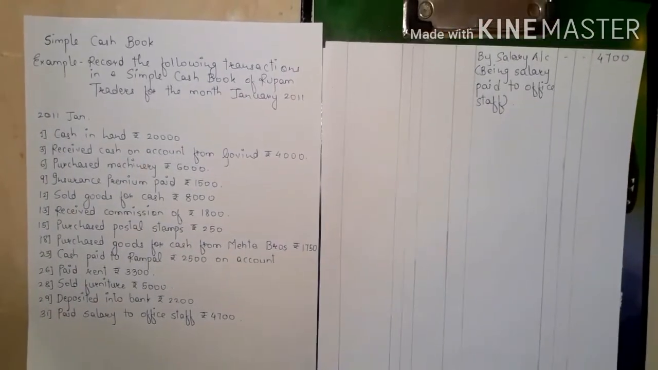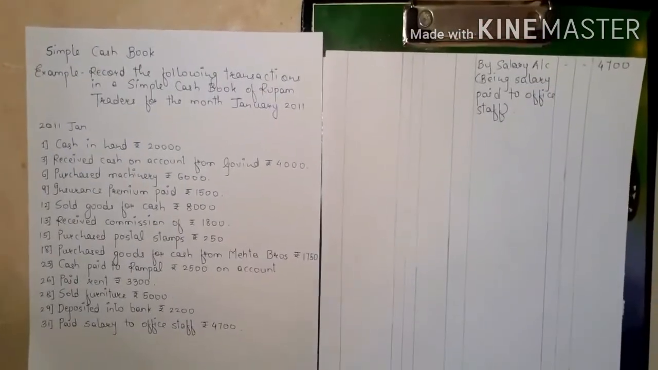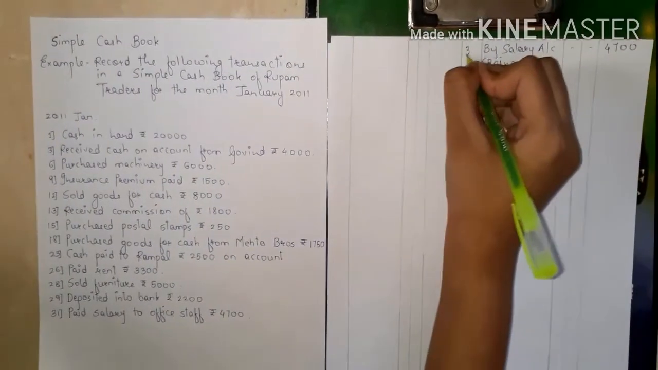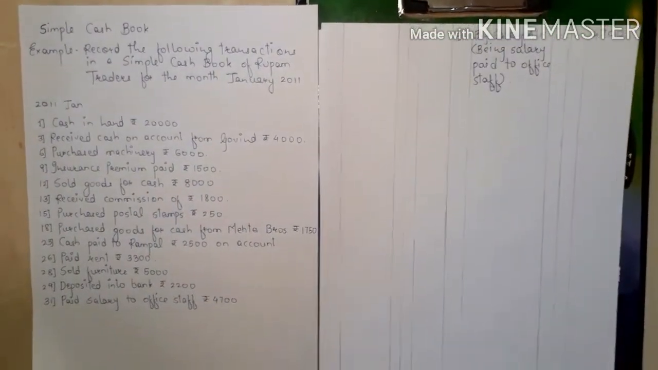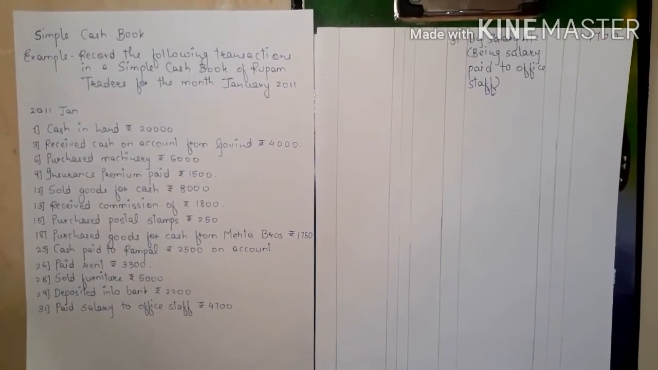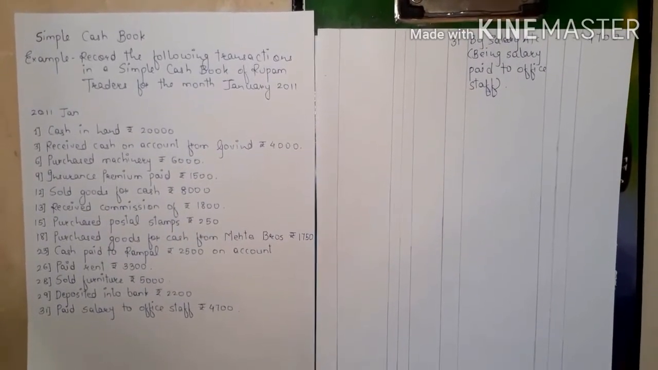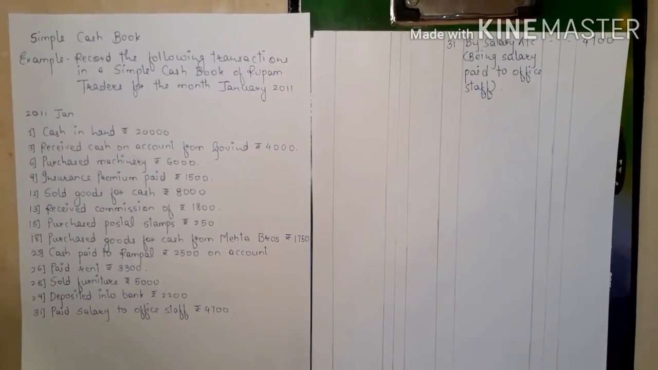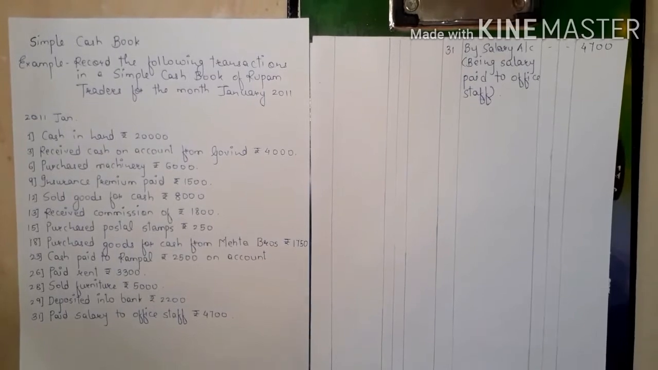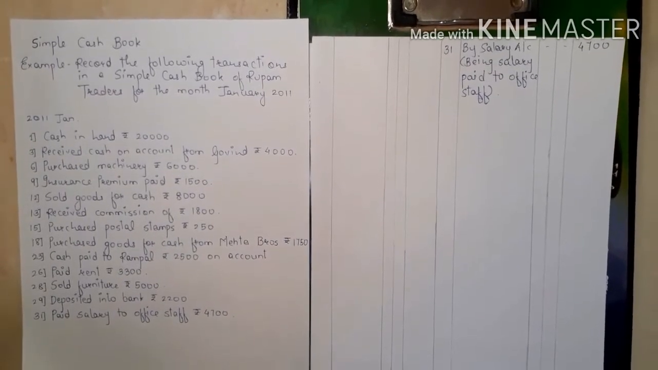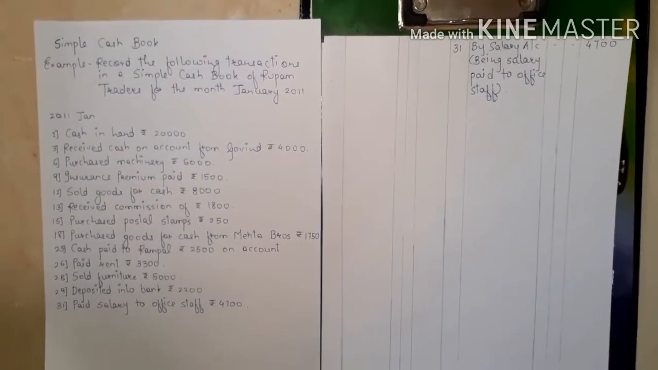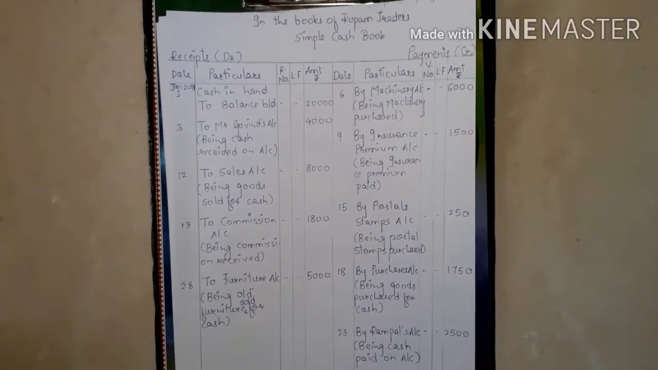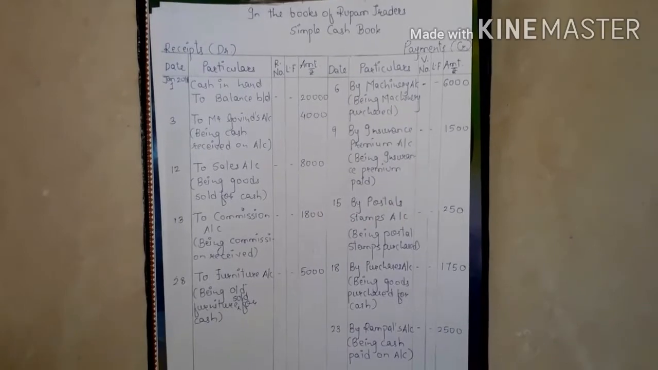Now that is the end of the transactions. Now this was the last transaction on 31st Jan. All transactions we have recorded in simple cash book. Now here we have to equal both the sides, that is the receipt side and then the payment side. Both should equal each other. Now let's count down the first side, that is receipt side. So these are the amounts we have written on the receipt side and the payment side.